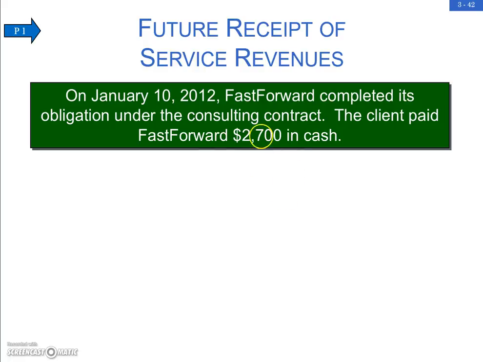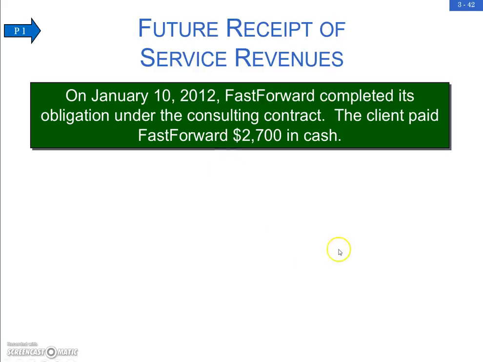Part of that $2,700 is because our client owed us $1,800 from last year, right? That account receivable that we set up. He no longer owes us that $1,800, and so we need to show a reduction in that account receivable. An account receivable is an asset. So how do we show a reduction of that account receivable for $1,800? Very simple. We credit the account receivable for $1,800.